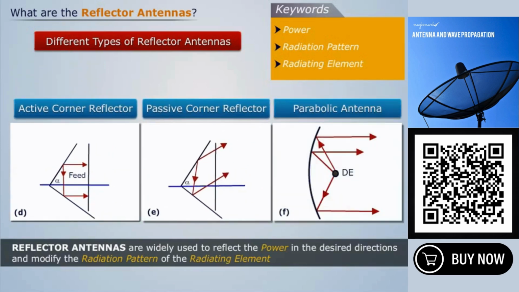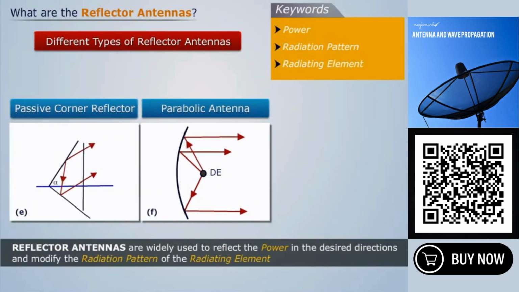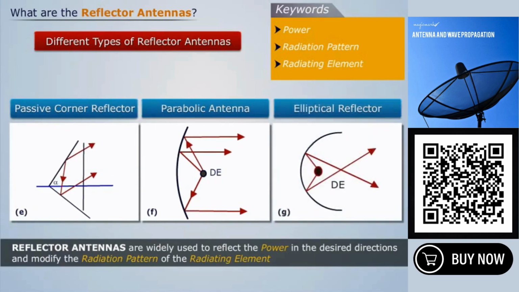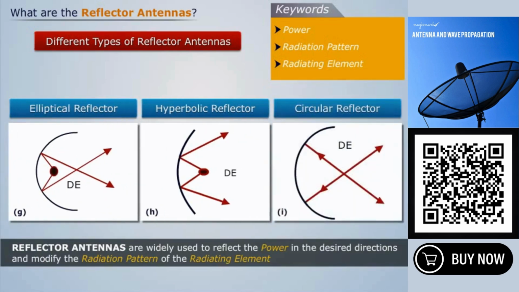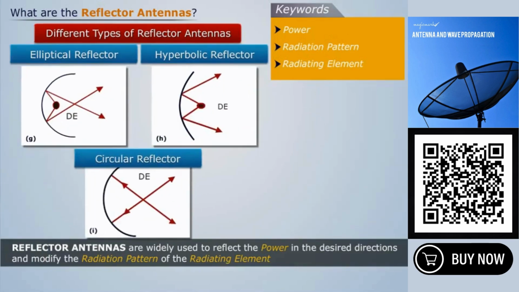While in parabolic antennas, after the reflections, a pencil beam is generated, the elliptical reflector produces a diverging beam with all reflected beams passing through the second focus of the ellipse. While in the hyperbolic reflector, all the beams are reflected from the hyperbola structure. And in the circular reflectors, we consider the overall reflected beam passing through the second focus of the circle.